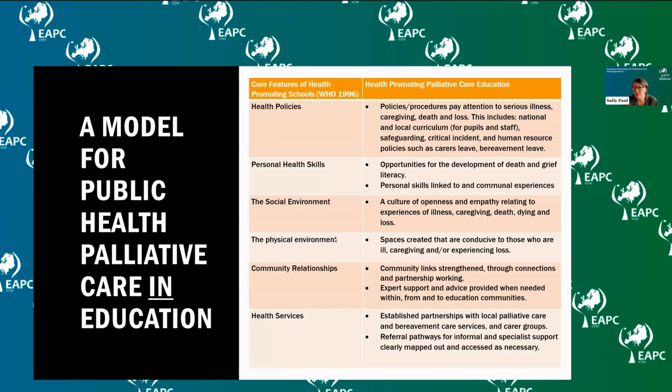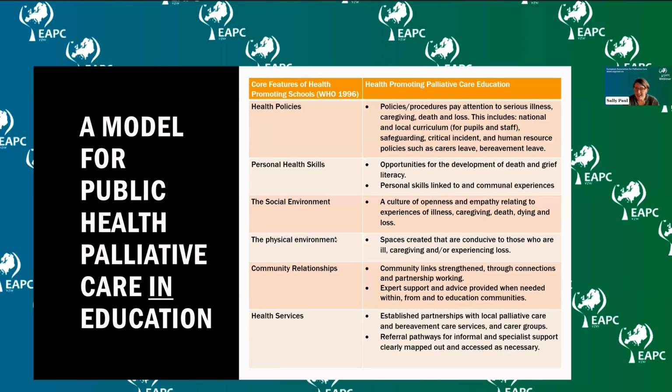Personal health skills, that's around opportunities for developing death and grief literacy, providing death and grief education, as well as building on personal skills that are linked to communal experience. And when we think personal health skills, it's not just about yourself and looking after yourself, it's about seeing yourself in the context of the school community, as a neighbour, and your role in supporting others. The social environment, in terms of having that culture of openness and empathy so we can engage with each other at such time. The physical environment, that we've got spaces where we can have difficult conversations, where people can go if they need to grieve alone.